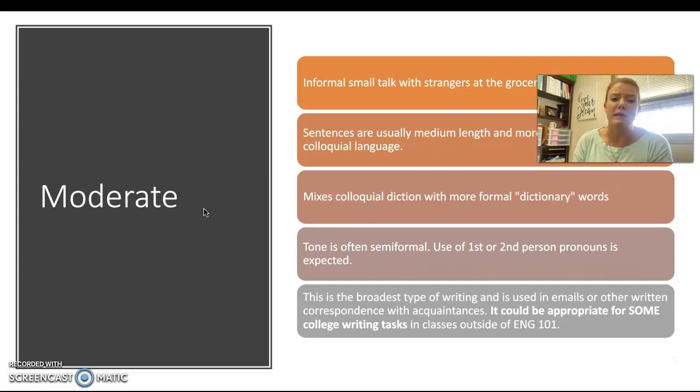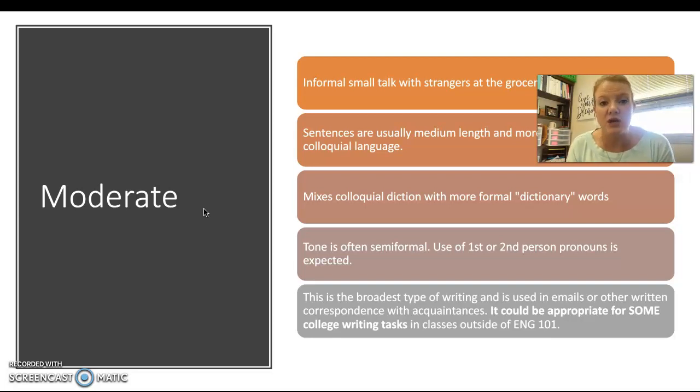And then we have moderate language. Moderate language is a little more formal than colloquial language. Moderate language is similar to small talk that you have with strangers at the grocery store. Because it's a stranger at the grocery store, they don't know your personality, they don't know how your brain works the way that your family and your friends do.